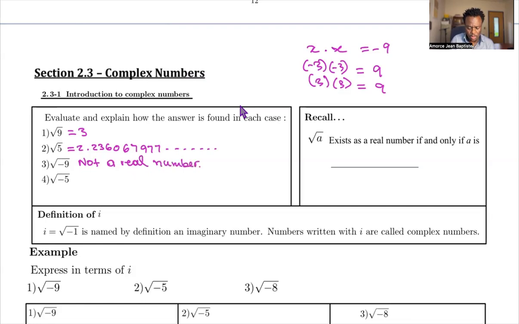So basically, I can tell you what the square root of negative 9 is not, because it's not a real number. But we are not able to tell you what it is yet. At least we know one thing it's not. Same thing for the square root of negative 5. It's not a real number, because if it were a real number, then we would be able to find its square root, just like we did for 9 and 4.